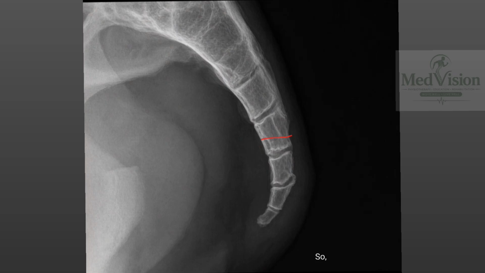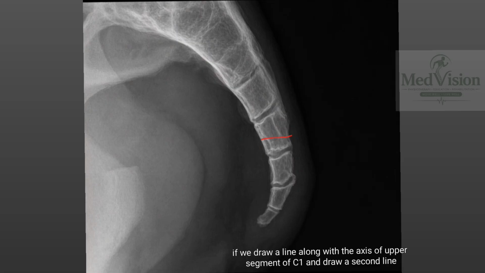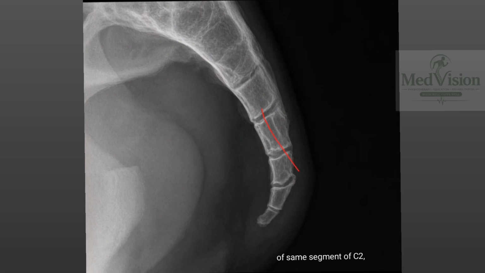So if I draw a line along the axis of the upper segment C1 and draw a second line along the axis of the segment C2, the lines should be in the midline. The angle is formed where the lines intersect at their midpoints and make a small angle, which is called the intercoccygeal angle. The normal angle lies between 5 degrees and 20 degrees.